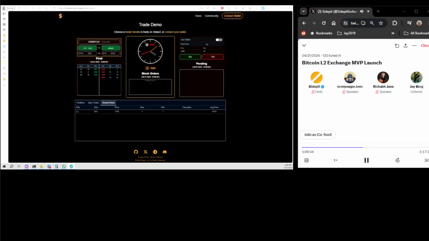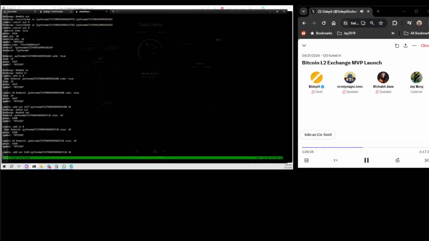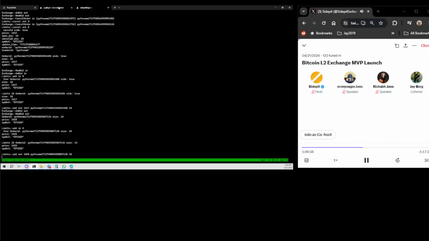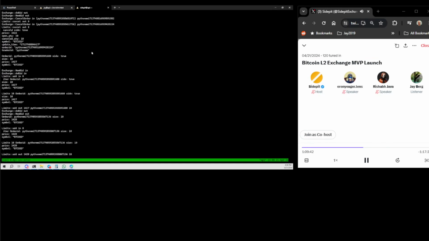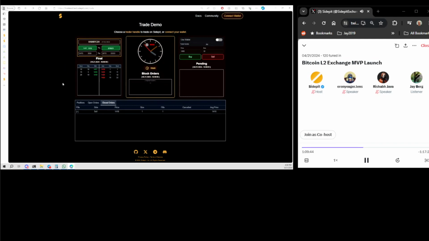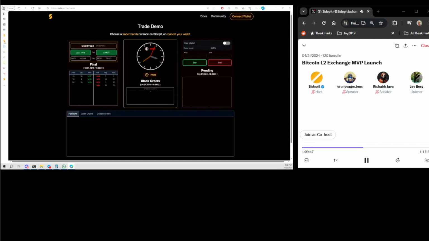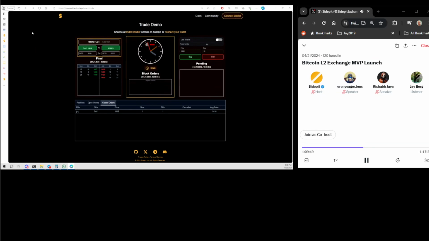That's awesome. So yeah, it worked out. We gotta go through and fix some of the bugs, but somehow it ended up working. If you guys also want to trade, you can't trade through Sidepit.com right now. You have to trade through the front end test.